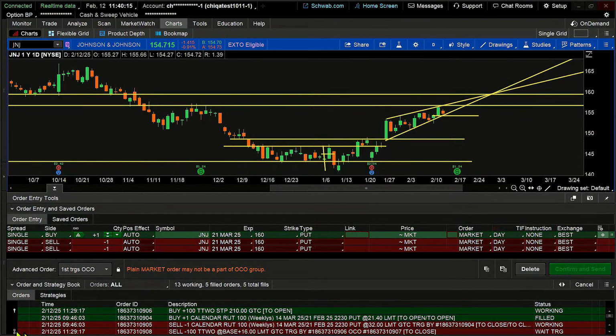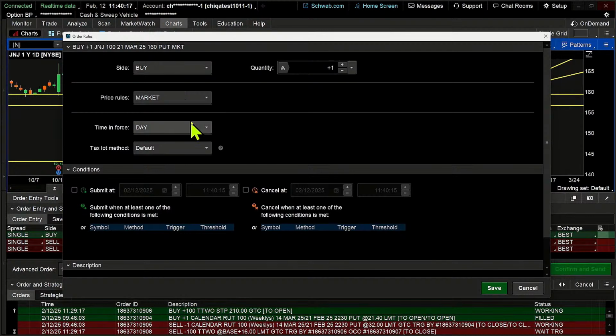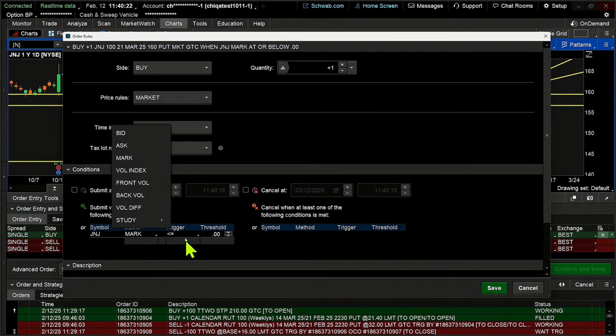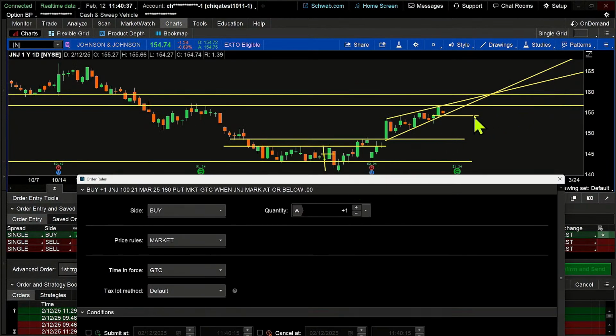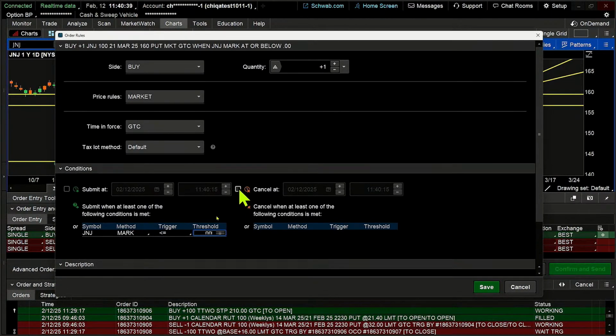So click on the gear icon. And we're going to get into the trade. We'll make it good till canceled and trigger when Johnson & Johnson marks at or below. So I've got to do my little alligators to make sure I remember which is at or below, equal to or less than the price that we said was 154. All right, 154.